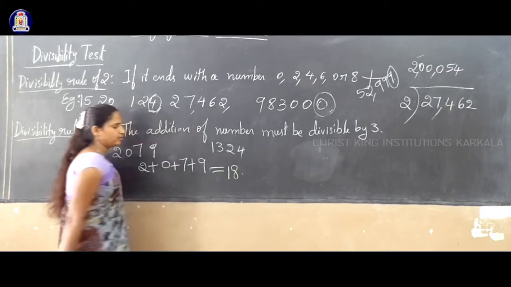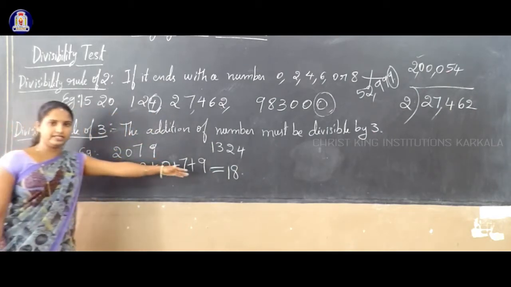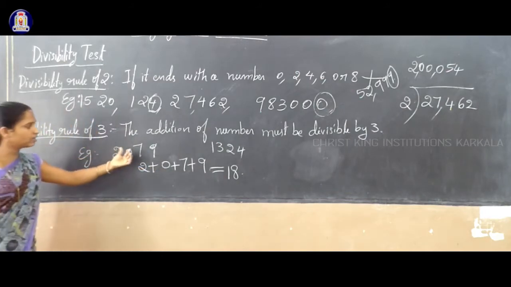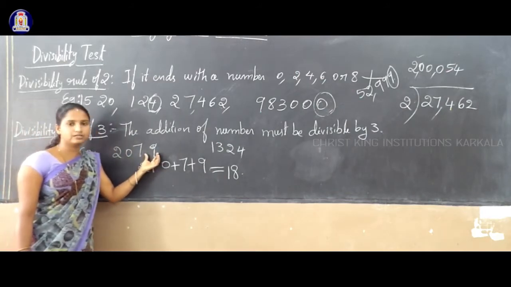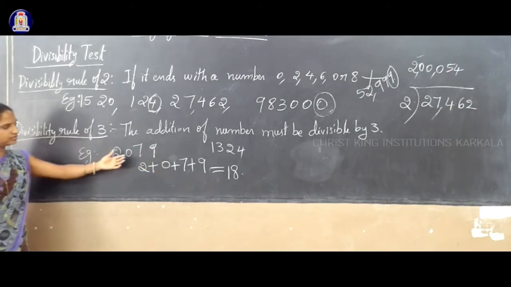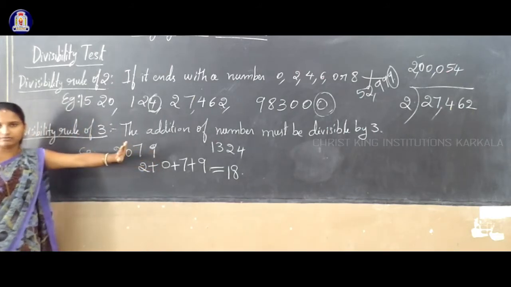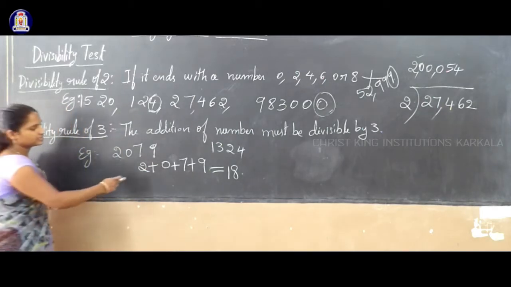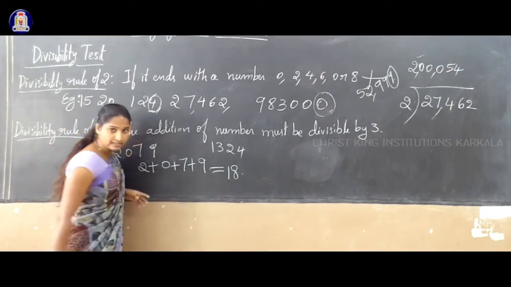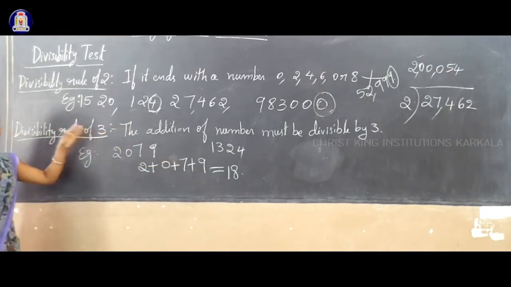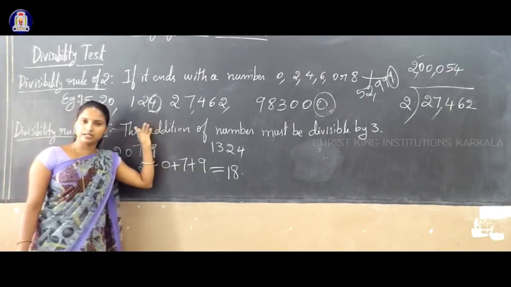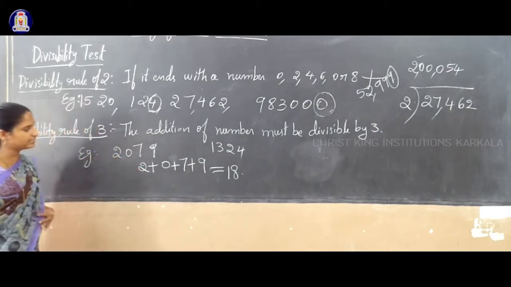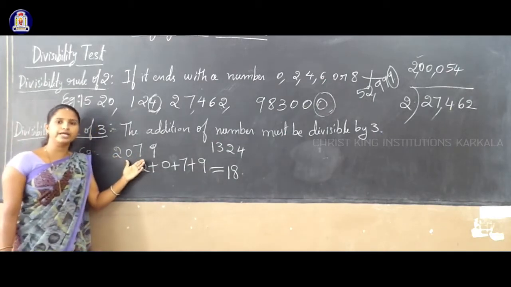So now, can you say that 3 divides 18? Yes, 3 divides 18. Therefore, we can say that 2079 is divisible by 3 table. Divisible by 3. Why? Because the sum of the digits is 18. 18 is a multiple of 3. Correct? 18 is a 3 table, right? So we can say that this number is also divisible by 3.